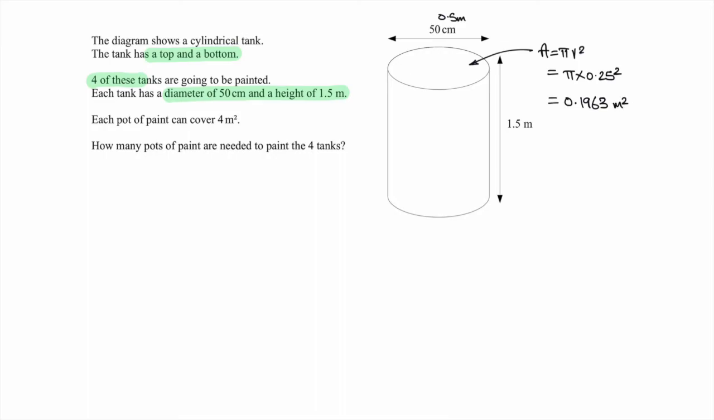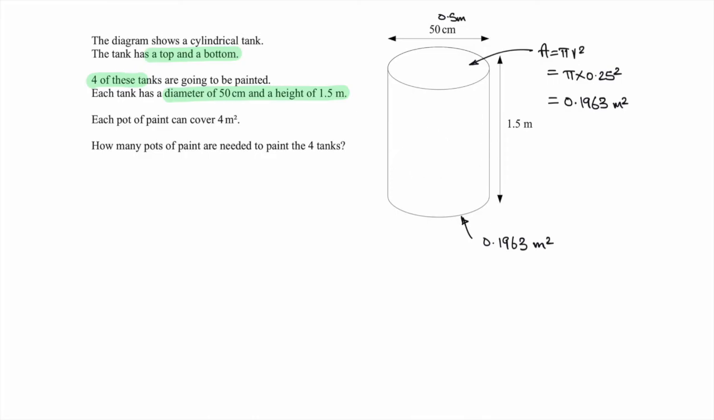Why do I take it to 4 decimal places? Because if you round it too soon, you're going to create a lot of rounding errors in your answer. Check the link popping out in the top right hand corner of the screen to see why I talk about rounding. Now the bottom is also a circle, it's a cylinder, so it's going to have the same area as well, 0.1963 square meters there.